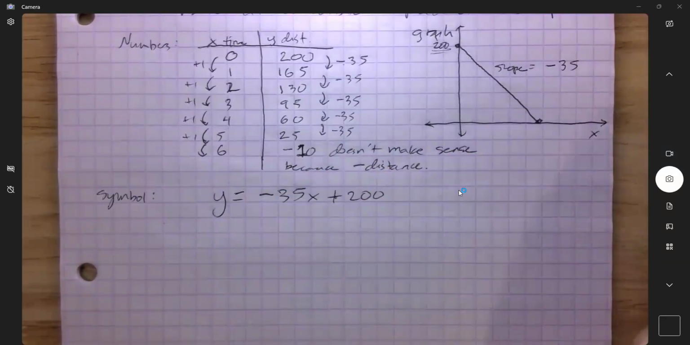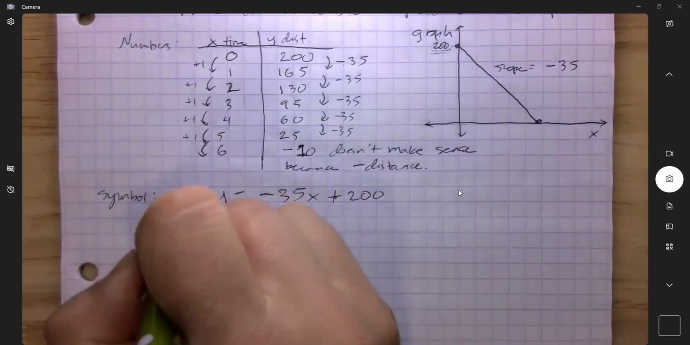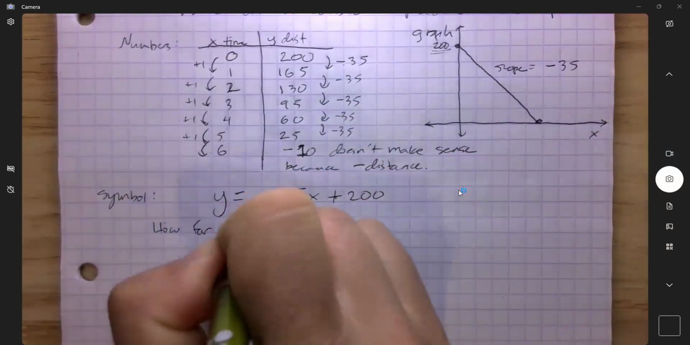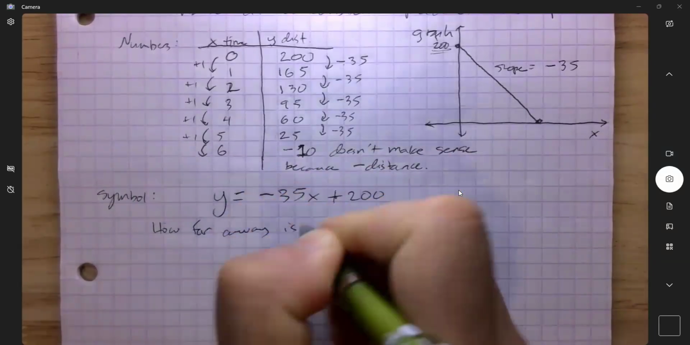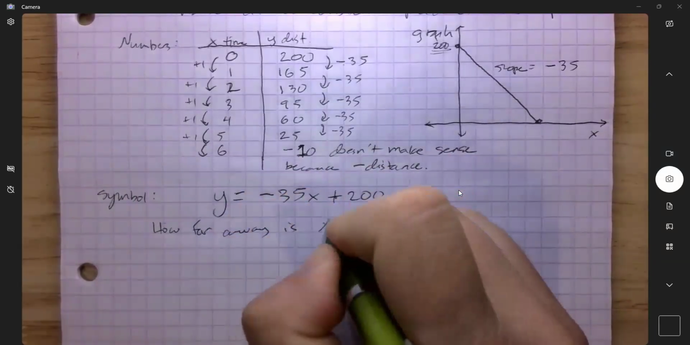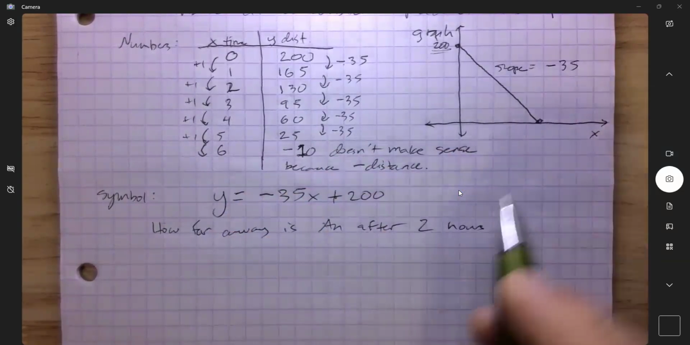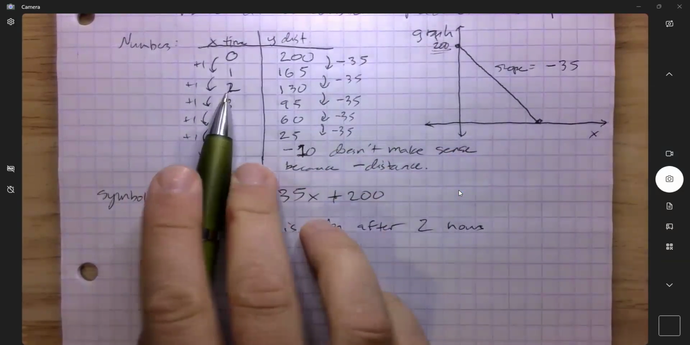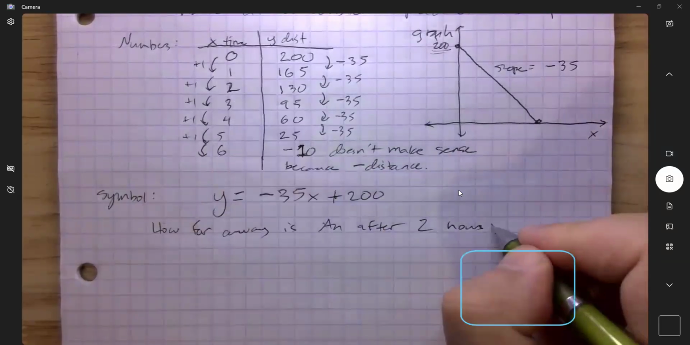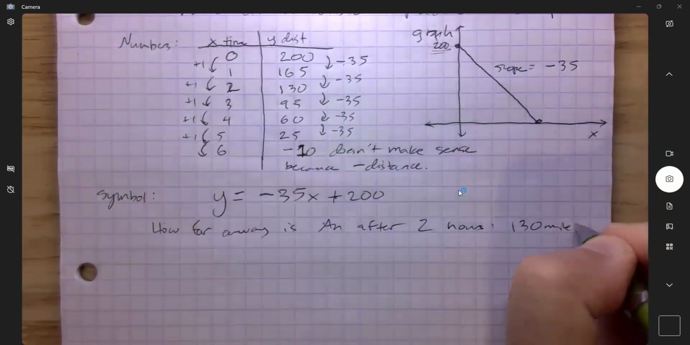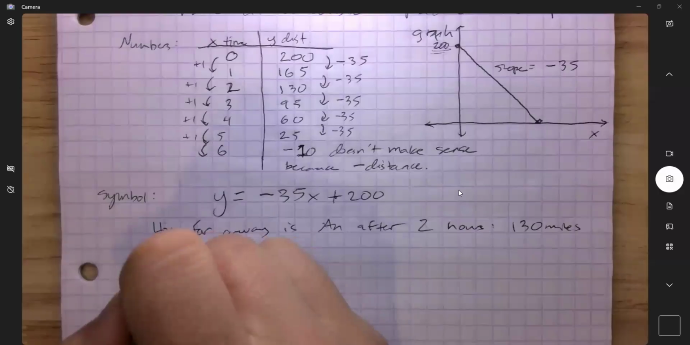And now I can answer all sorts of questions. How far away is Anne after 2 hours? Well, if you ask me that, I'm going to go to the numerical representation. I see it right there, 130 miles. Easy.